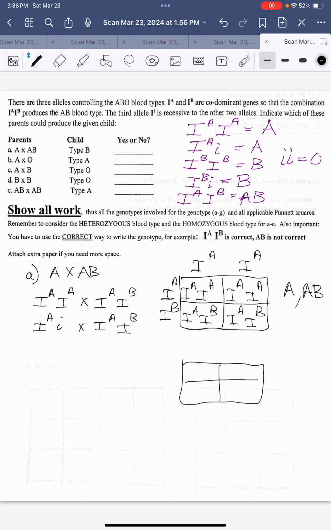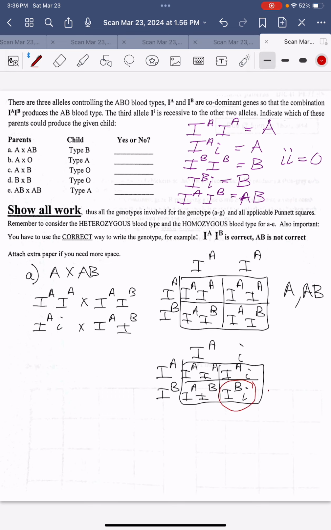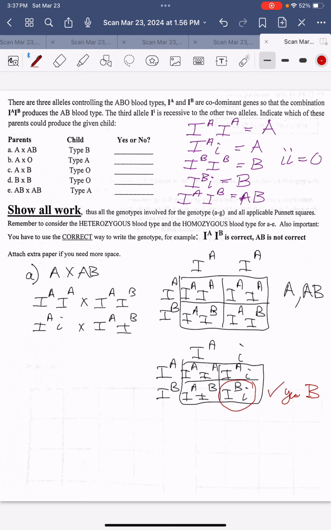So let's draw a second Punnett square. This would be our IA little i crossed with an IB. So we'll see that if we combine the alleles, we can end up with both kinds of type A blood, the homozygous and the heterozygous kind. And then we can have type AB blood, and we can have type B blood. So yes, it is possible to also have type B blood. So the answer to A is yes.